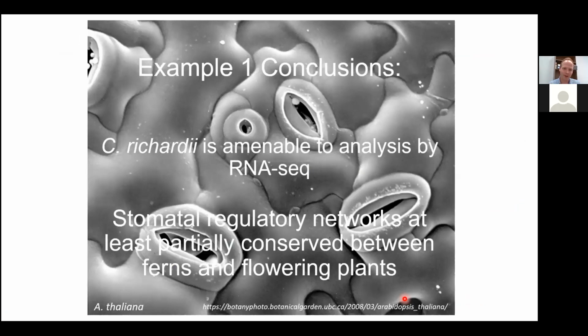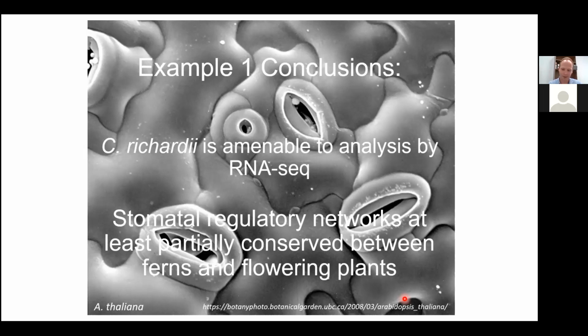And I hope I've demonstrated that Ceratopteris, even just using wild type, can be interrogated using techniques like RNA-seq, and we can get valuable information about molecular evolution out of it. Now, of course, all we've done here really is identify candidates. There is no validation with functional analysis.